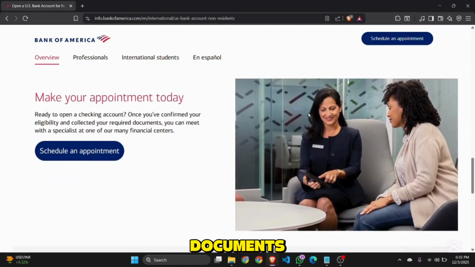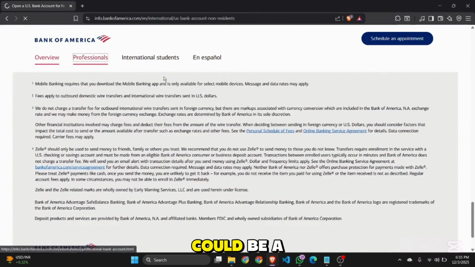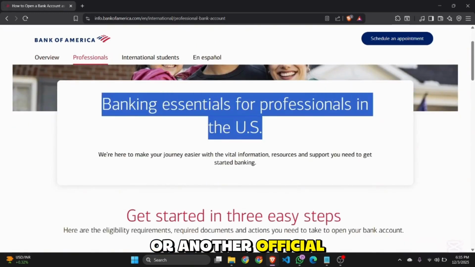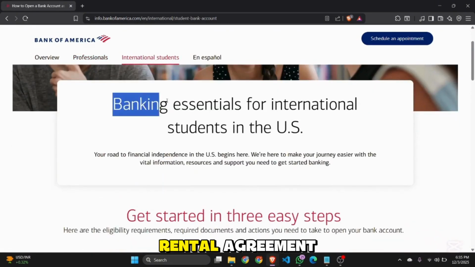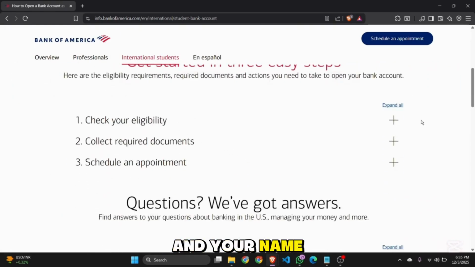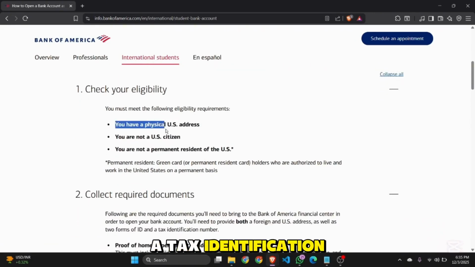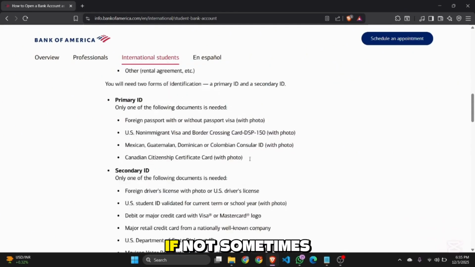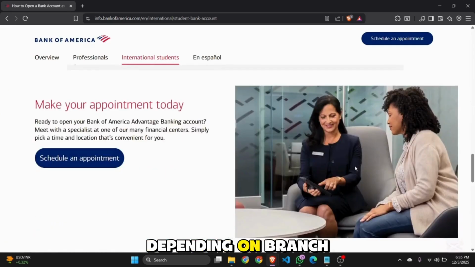There are several documents that you will need: a valid passport, a secondary ID, which could be a foreign driver's license, a national ID, or another official ID. Proof of a US address, which could be a utility bill, rental agreement, or official letter showing your name and US address. Proof of your foreign home country address, and a tax identification number. If you have an SSN or ITIN, that's great. If not, sometimes a foreign tax ID may suffice, depending on the branch.